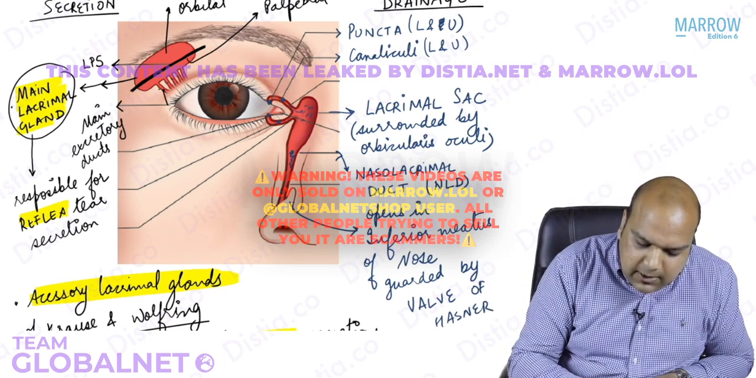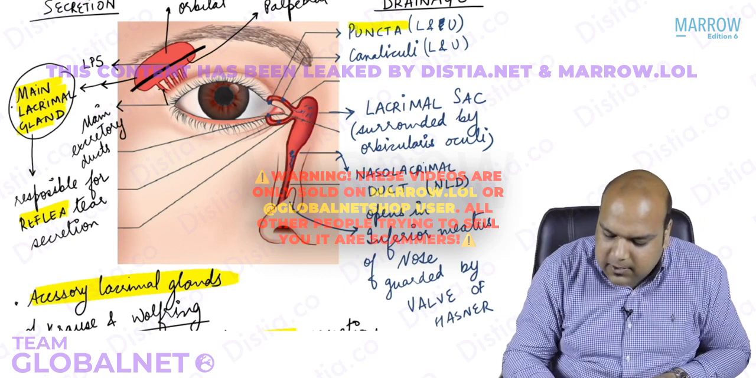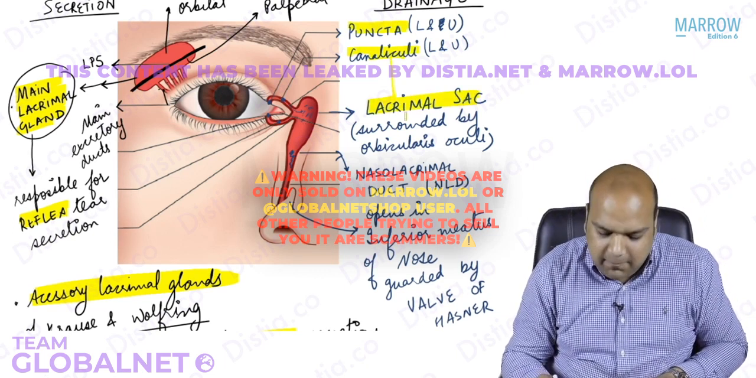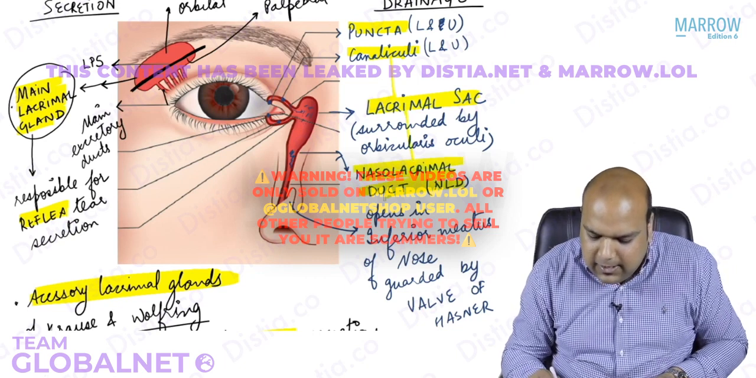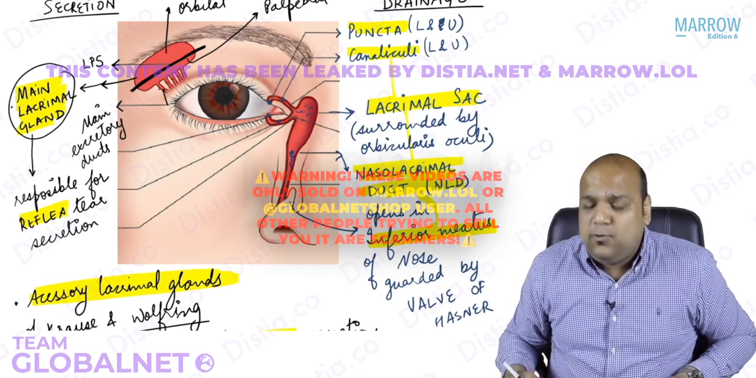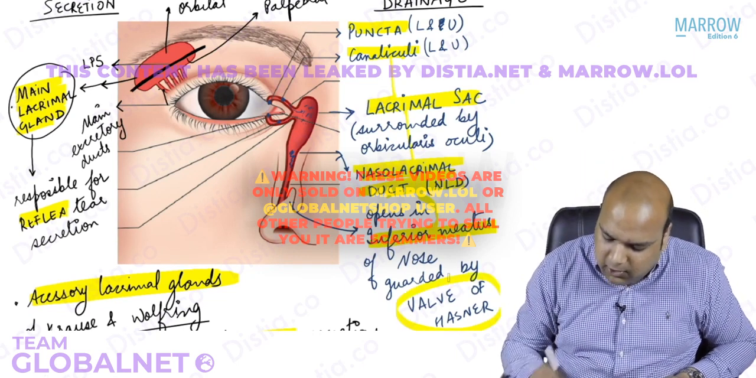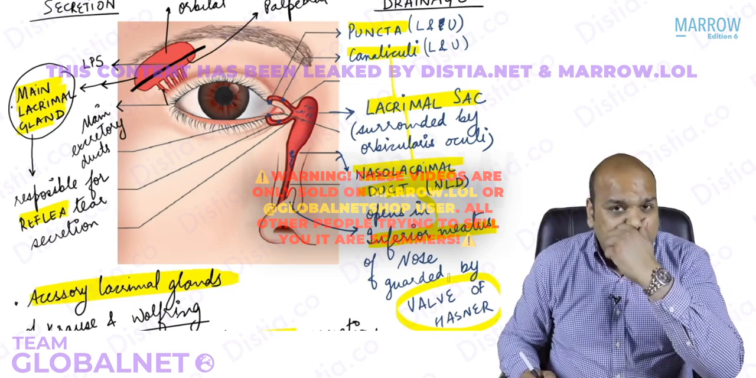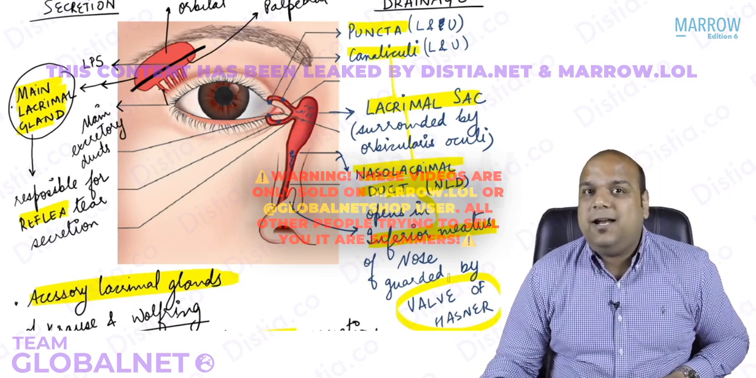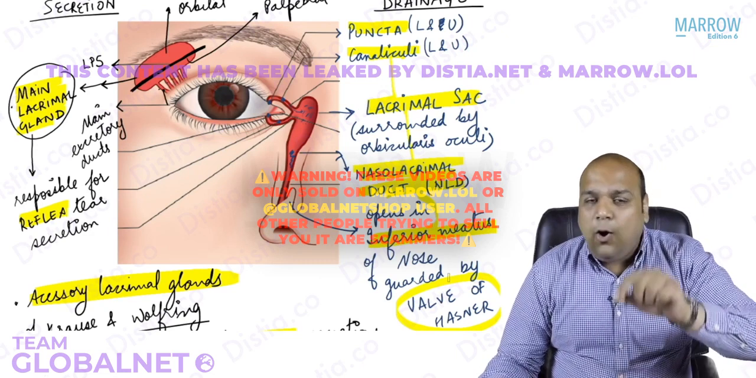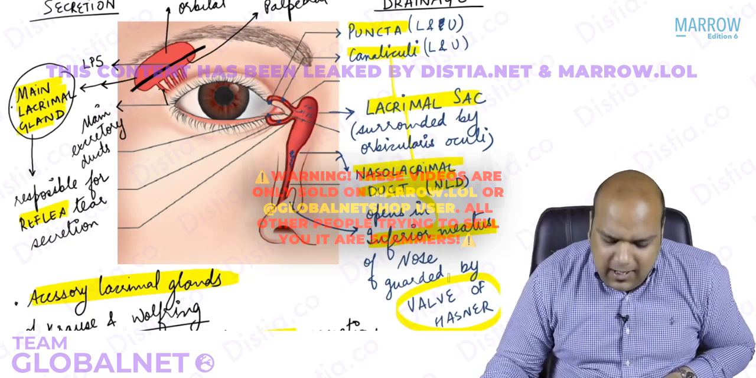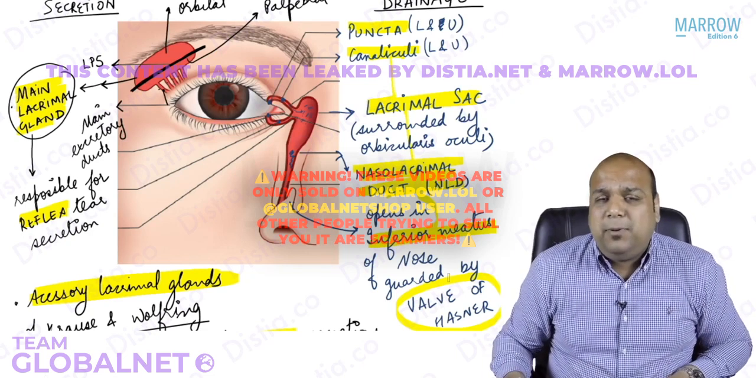So if we see our pathway, what does it become, everybody? Starts with puncta, goes into canaliculi, from canaliculi into lacrimal sac, from lacrimal sac into NLD, and from NLD into the inferior meatus of nose, which is guarded by the valve of Hassner. Valve of Hassner is important because, as you will read further on, in cases of congenital dacryocystitis, the most common site of blockage is at the valve of Hassner. Okay, everybody, and that's your simple and short lacrimal apparatus.